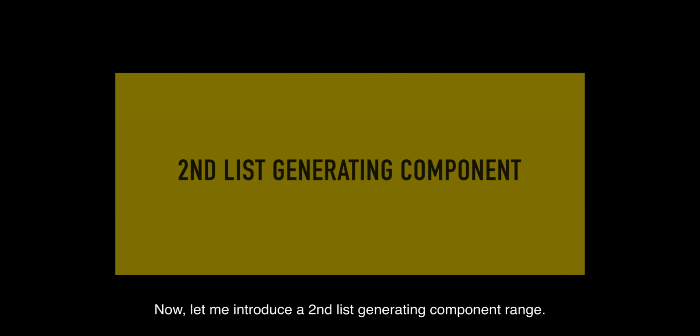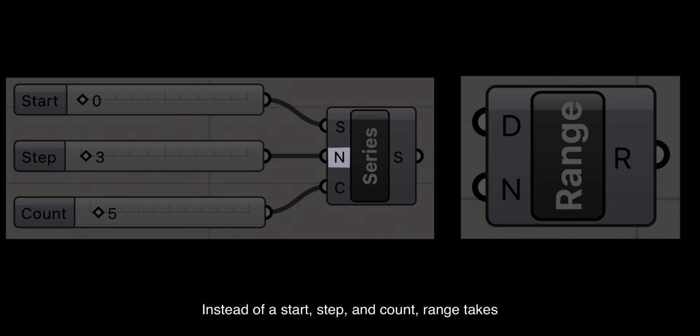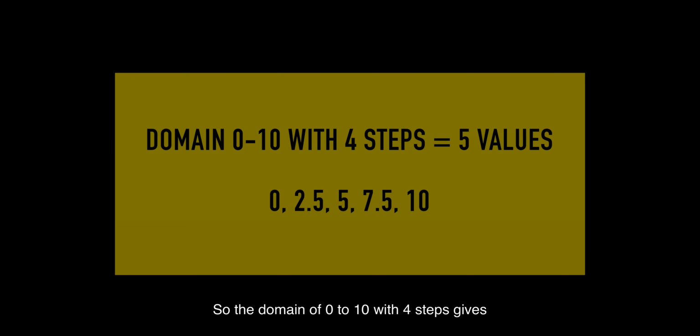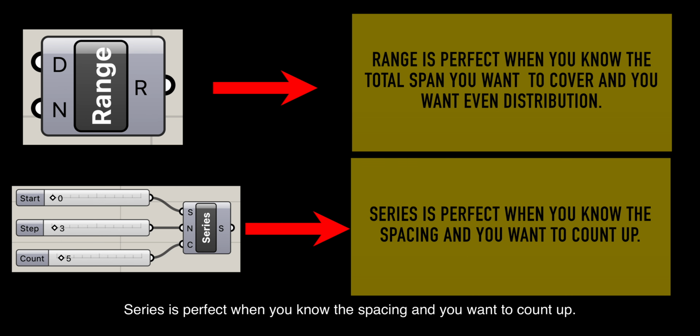Now, let me introduce our second list generating component, range. It works differently from series. Instead of a start, step and count, range takes a domain and divides it evenly. Range has two inputs. D, the domain. This is the start and end of your number range. N, the number of steps, which gives you N plus 1 evenly spaced values across the domain. The output is always values evenly distributed from domain start to domain end. So the domain of 0 to 10 with 4 steps gives you 5 values: 0, 2.5, 5, 7.5 and 10. Range is perfect when you know the total span you want to cover and you want even distribution. Series is perfect when you know the spacing and you want to count up.